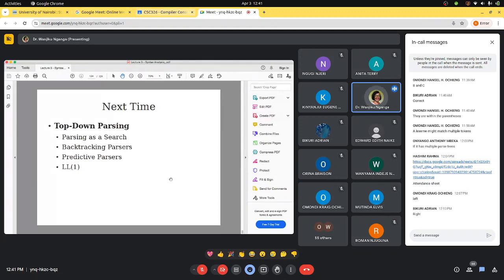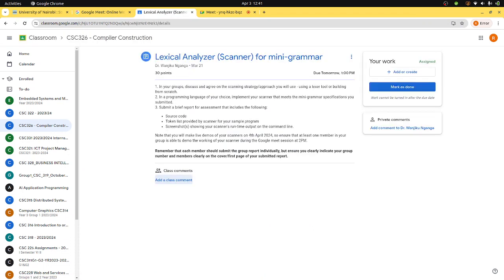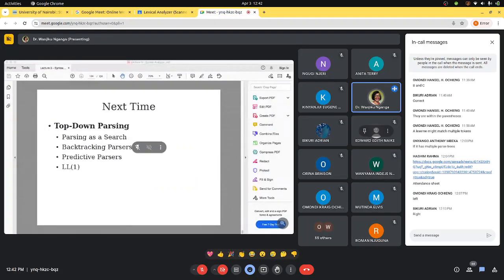So I'll randomly pick a group to start. You will share your screen and you will perform some actions based on the grammar you specified and the tokens you specified, and I want to see the output. So I will be giving you random things to do on the screen. So make sure you're ready for that. It's a critical part of your assessment.